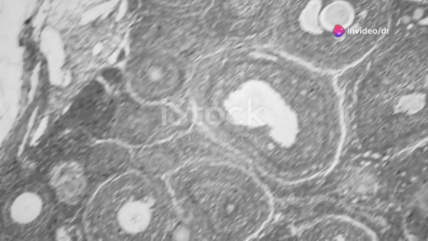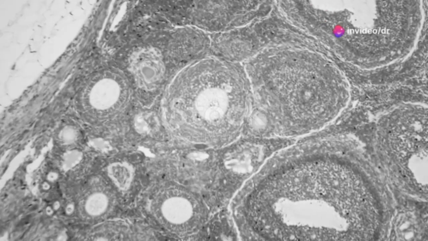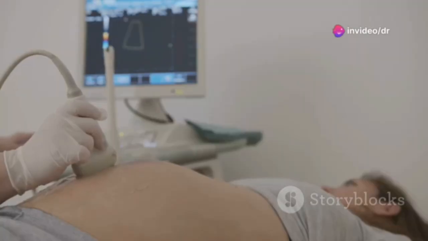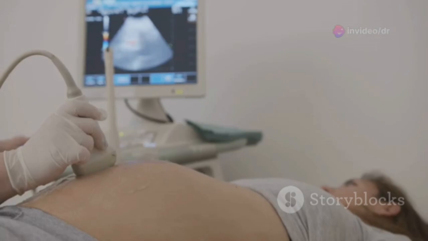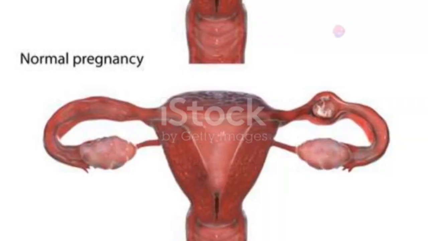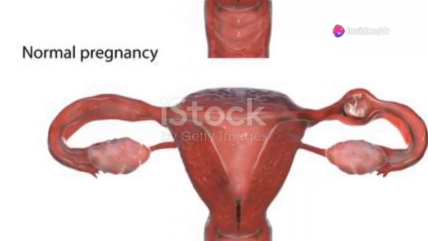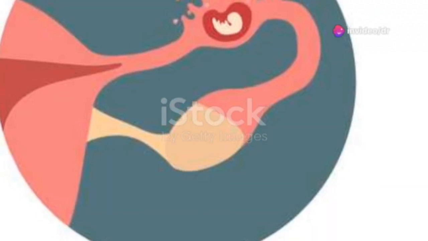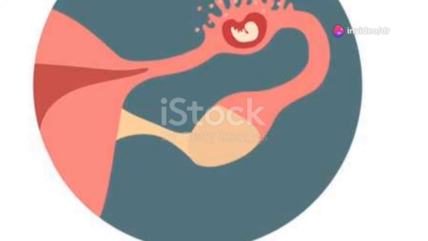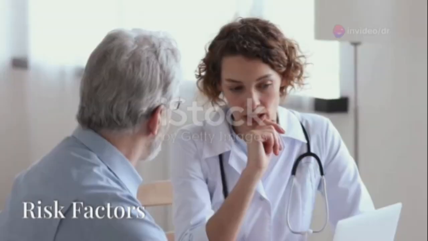Ovarian pregnancy, implantation occurs in the ovary itself. Abdominal pregnancy, the embryo implants within the abdominal cavity. Cervical pregnancy, the embryo implants within the cervix, the lower part of the uterus. Interstitial pregnancy occurs when the embryo implants in the part of the fallopian tube that penetrates the muscular layer of the uterus.